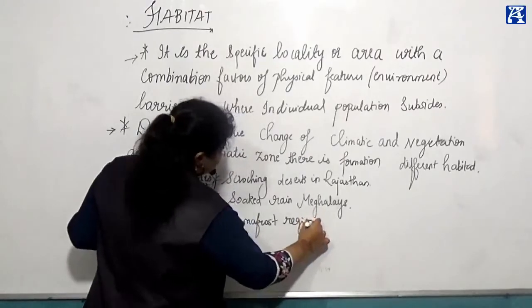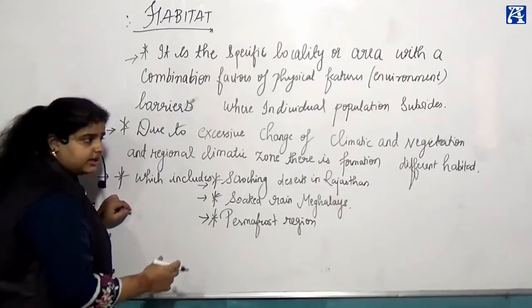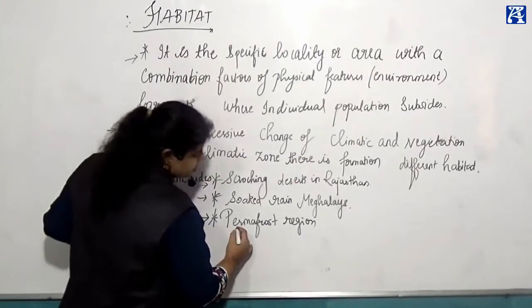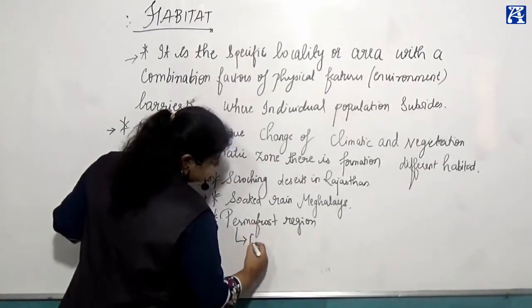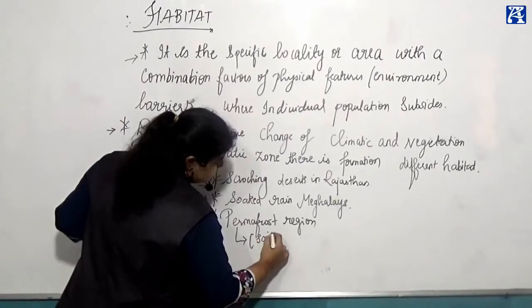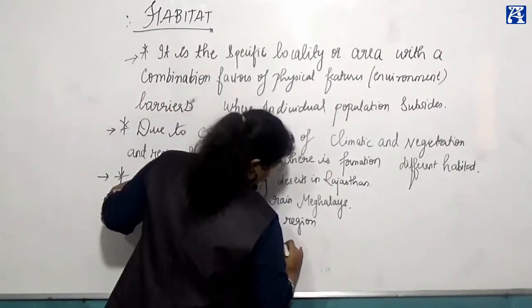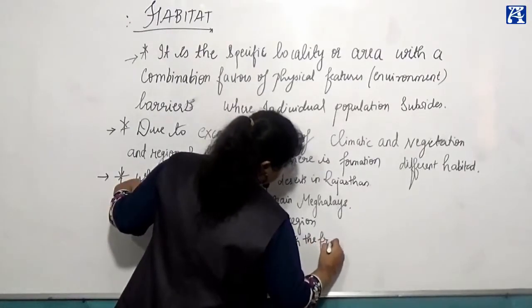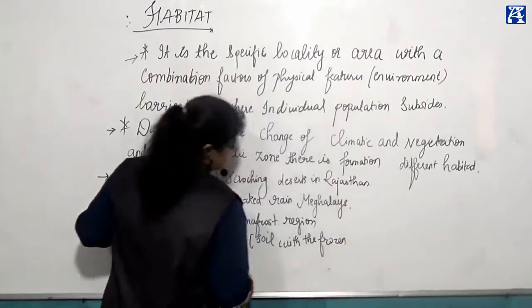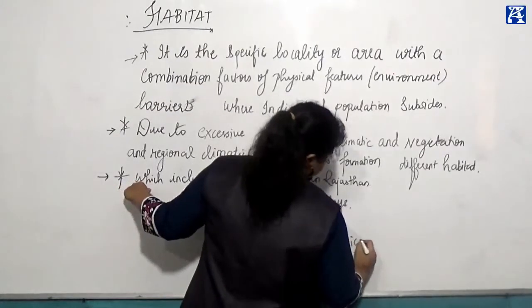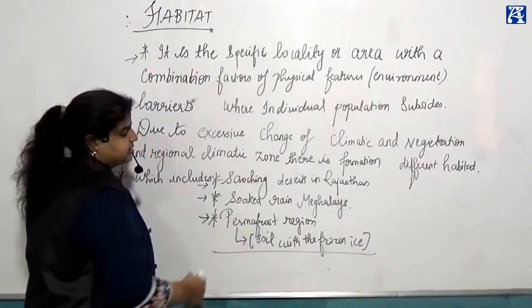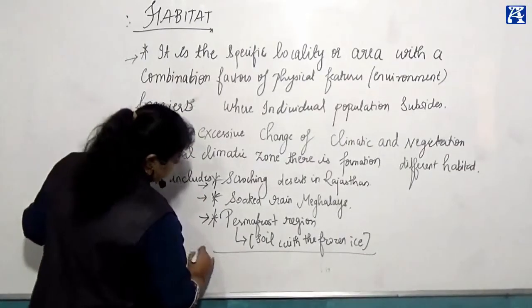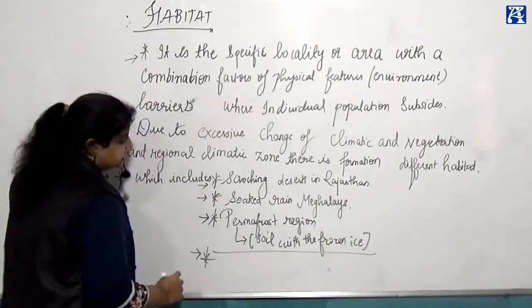Now you'll ask me, ma'am, what is this permafrost region? I'll tell you after this, in biomes. We are coming on with biomes, you'll understand what is permafrost region. From now onwards, keep it in mind that soil with frozen ice is called permafrost region, and tundra chills.